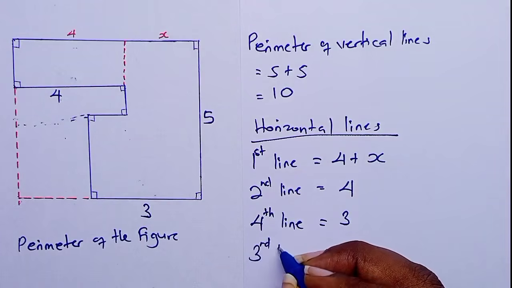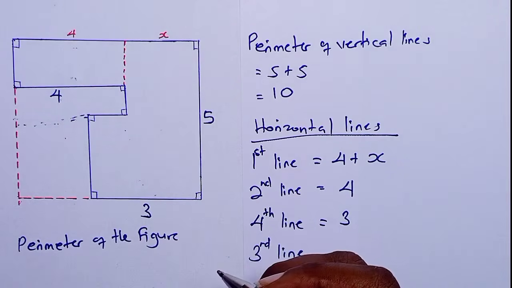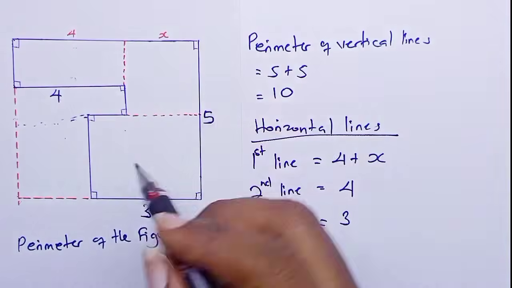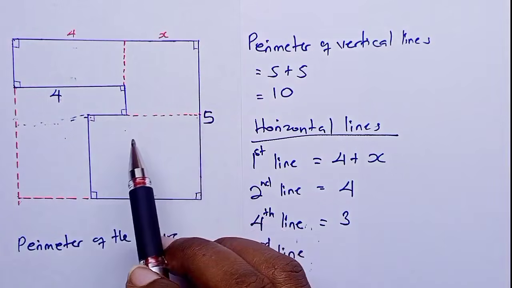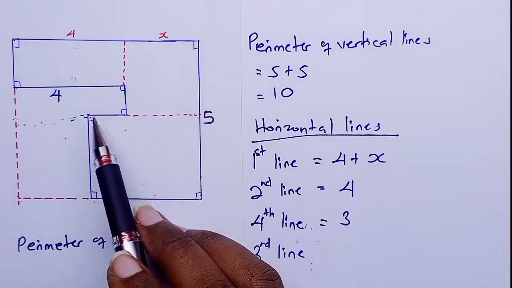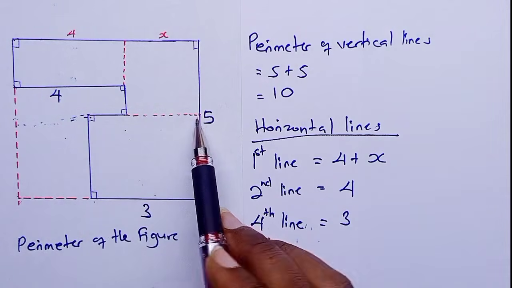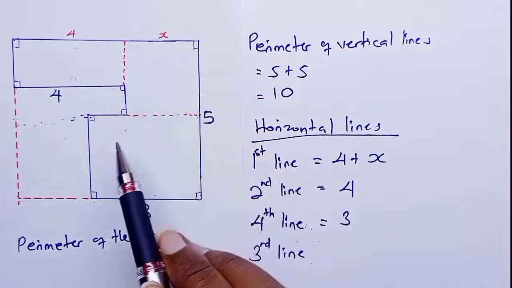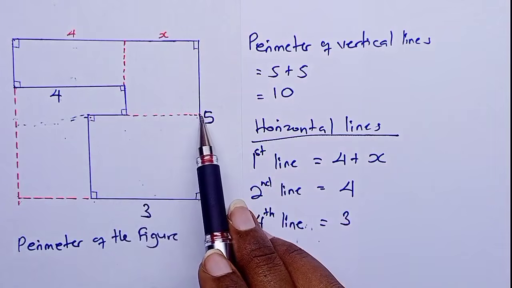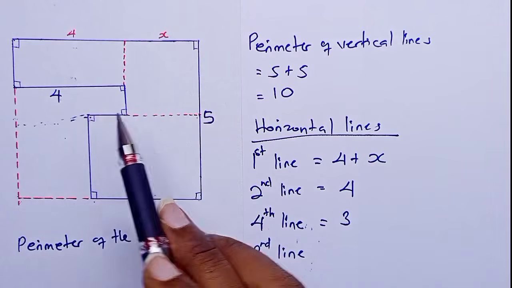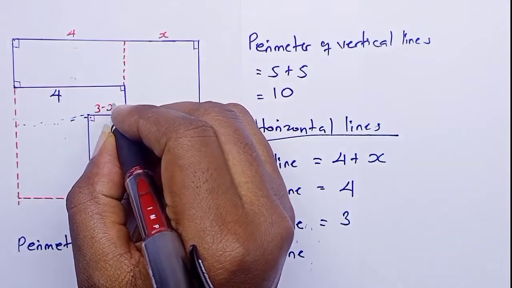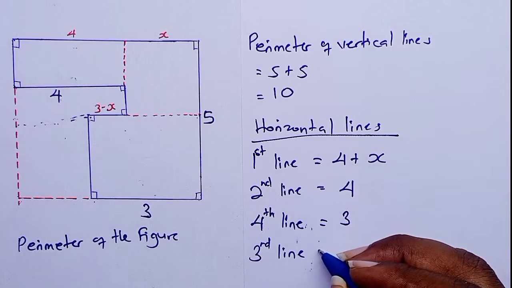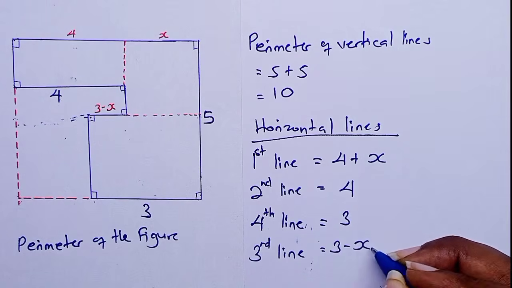Now for the third line, if we create an imaginary line here, extending up to this point, from here to here will be equal to from here to here, which is 3. So we know that from here to here is 3. And also we established that from this point to this point is x. So if the whole of this is 3 and from here to here is x, that implies that from here to here will be 3 minus x. Okay, hope we are together on that. So the third line will be 3 minus x.